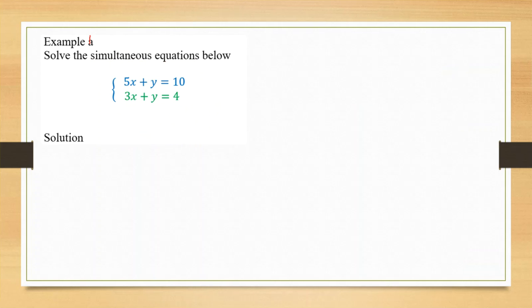So for example B, same kind of thing. This time around, if I add 5x and 3x, I'd get 8x. If I go y plus y, this would be 2y. So I actually need to subtract this time. In the previous example, we added, but this won't work. We need to subtract.